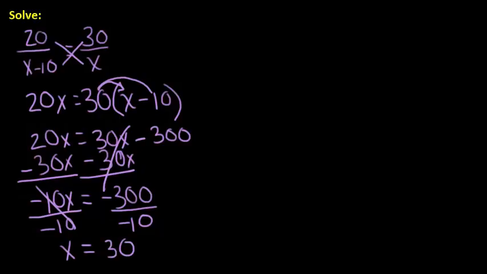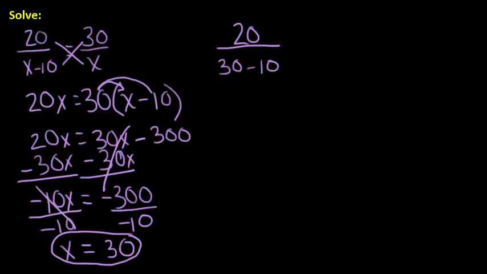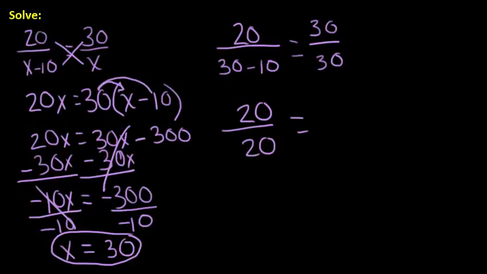Again, we always want to check our answer by plugging in the value that we found for x back into the original equation of 20 over x minus 10. So we'll replace x with 30. So 30 minus 10 is supposed to be equal to 30 over x. X is equal to 30. So we want to simplify. 20 over 30 minus 10 will be 20. And 30 over 30.